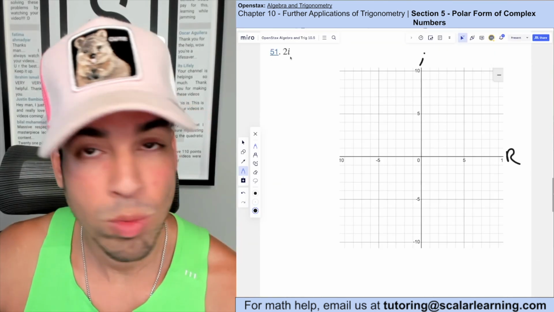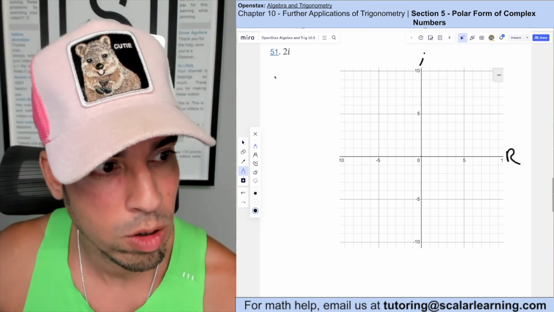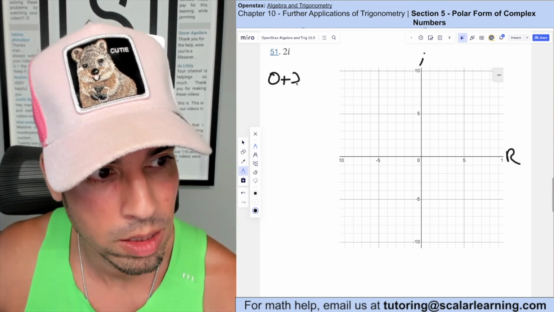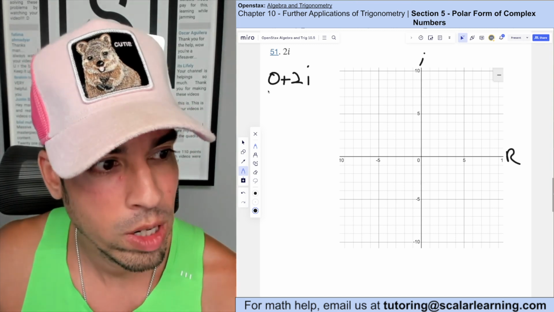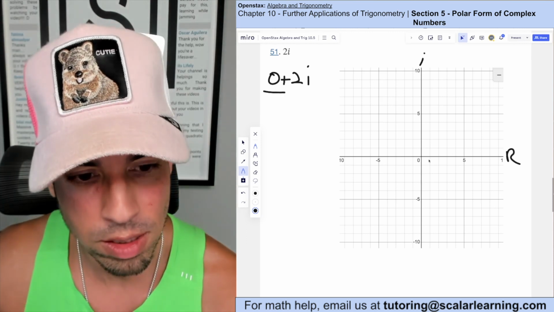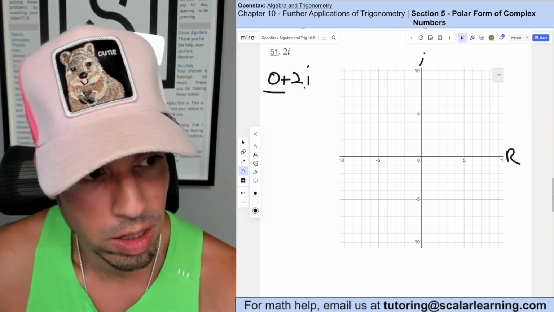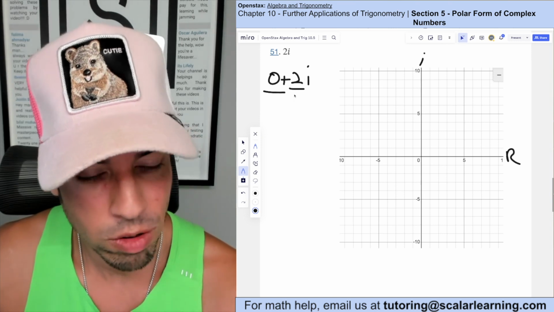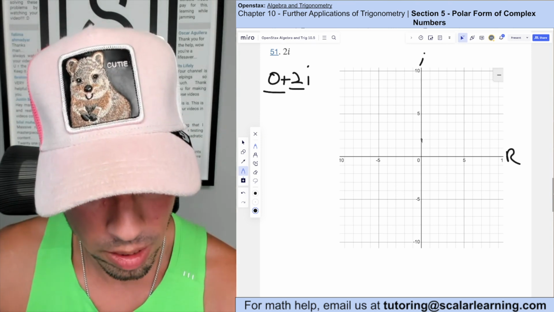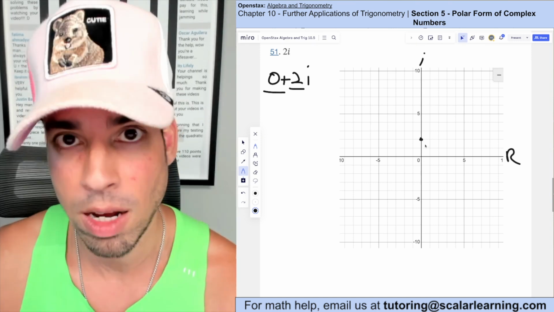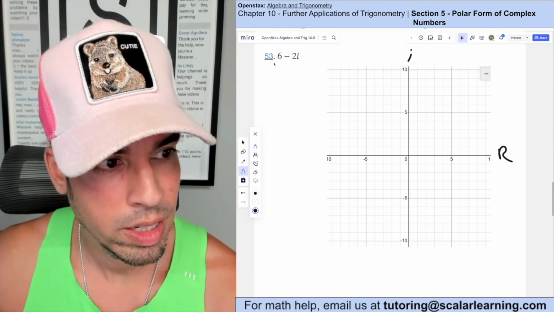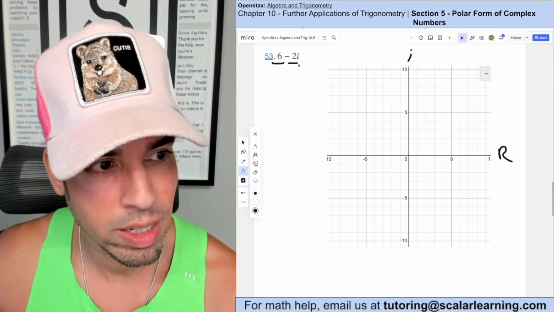Done. So for this one, it looks like there is no real component. So it might be easier to write it like this, 0 plus 2i. So again, the real component is on this axis, and so it's not going anywhere, so we're staying here. And then this goes on the imaginary axis, that 2, so we go up 2 like here, and that's how you do it.